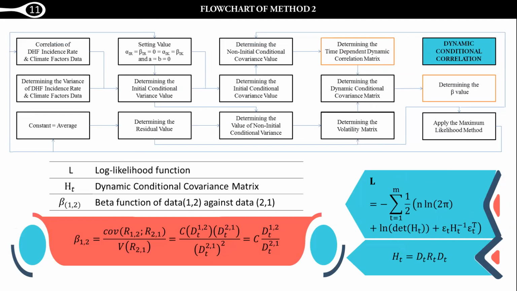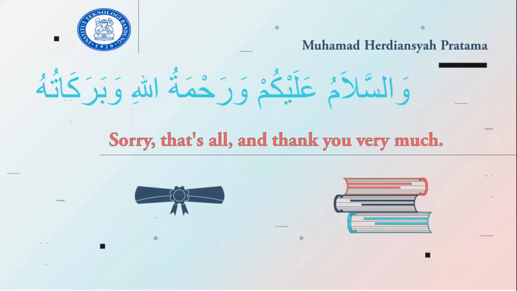Similar to the Gauss method, the DCC method will use the likelihood method. However, the likelihood function used is different, and there are 8 variables to be changed. Sorry, that's all, and thank you very much for your attention.